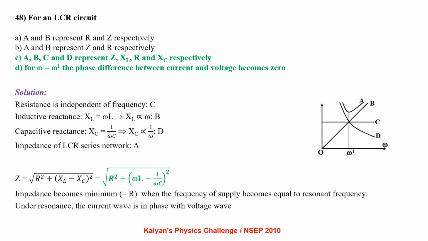Impedance of the LCR series network is Z equal to root of R square plus XL minus XC whole square. So it is root of R square plus omega L minus 1 by omega C whole square. Impedance becomes a minimum, that is equal to R, when the frequency of the supply becomes equal to resonant frequency. Under resonance, the current wave is in phase with the voltage wave. So the correct options are C and D.